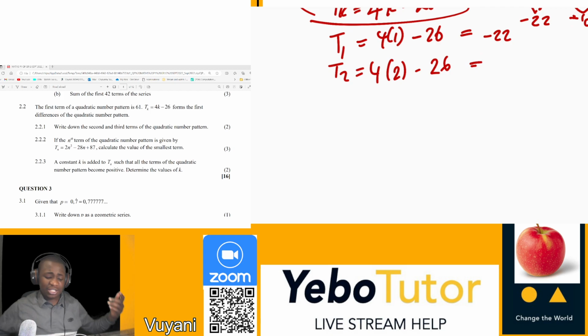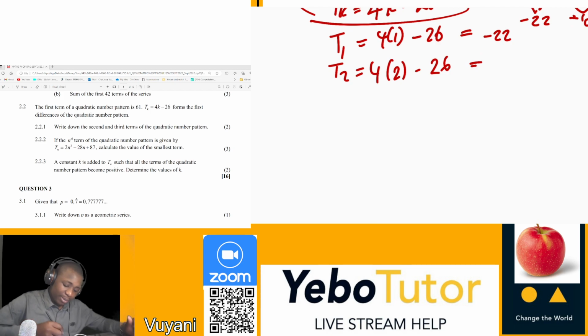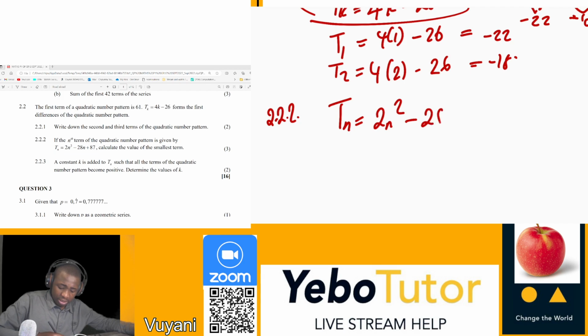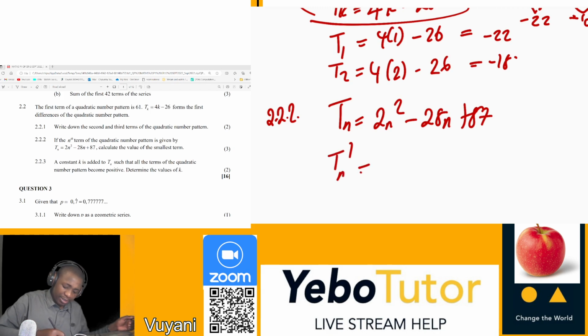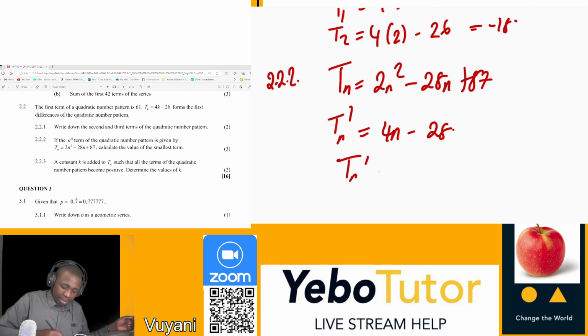Since we know and understand the calculus part and the differentiation part, this makes our lives easy, because we say that this will be what? 4 times 2, 8. Then also we said it's negative 18 there. Okay. So now we are on 2.2.2. Since we know that Tn is equal to 2n squared minus 28n plus 87, then for the smallest value we must find the derivative. So we just say Tn prime is equal to 4n minus 28. Then after that, we say Tn prime is equal to 0.